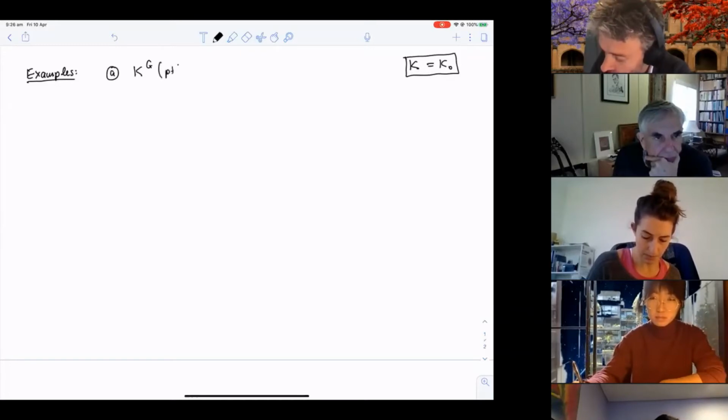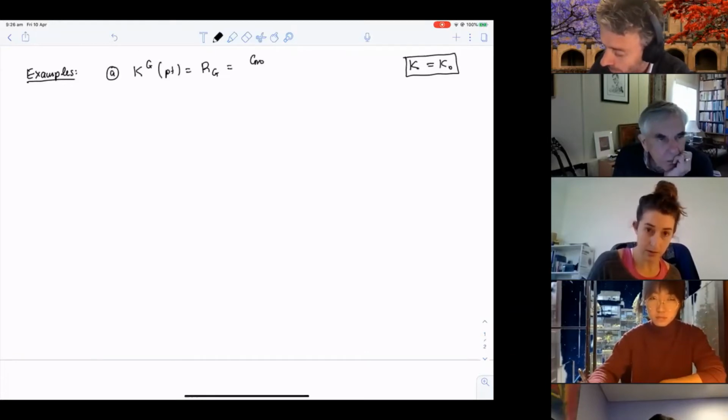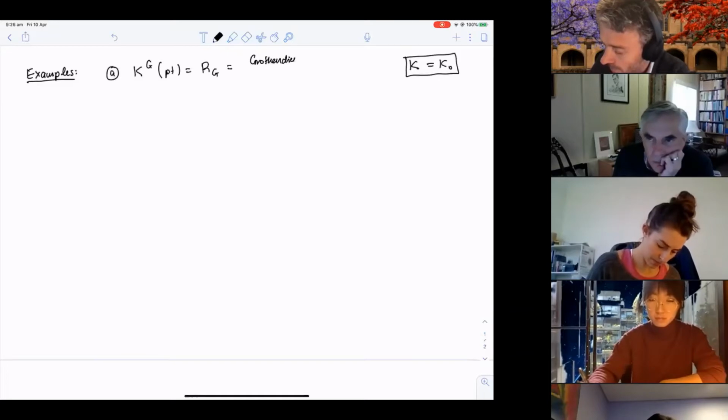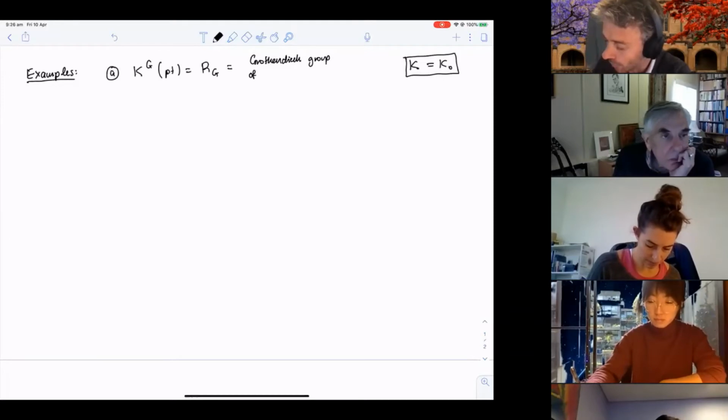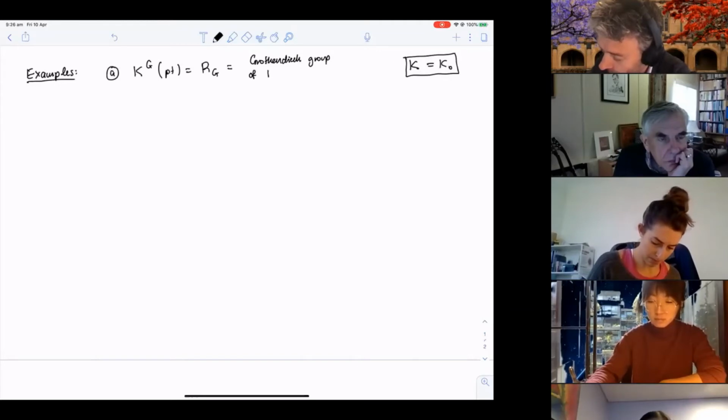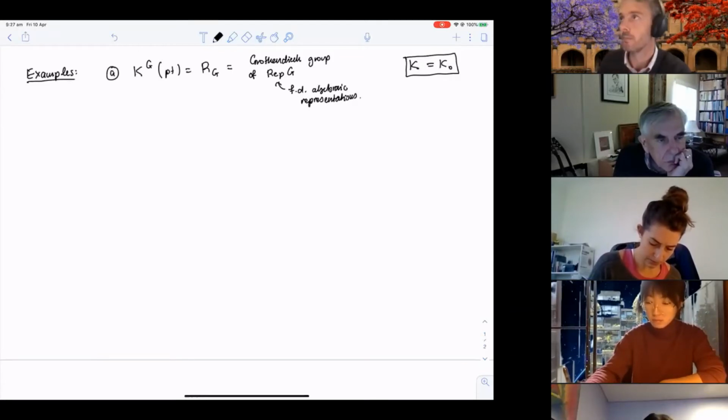K_G of a point is the same thing as R_G, which is the Grothendieck group of finite dimensional algebraic representations. And B, I just wanted to go through this example in some detail because it's fun.